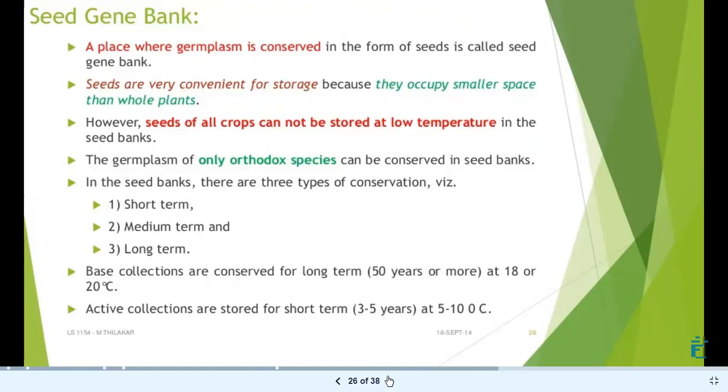So in the seed bank, there are three types of conservation: short-term, medium-term, and long-term, mainly depending upon the seed viability. Base collections are conserved for long-term, maybe 50 or more years, at minus 18 to minus 20 degrees Celsius. Active collections are stored for short-term, 3 to 5 years, at 5 to 10 degrees Celsius.